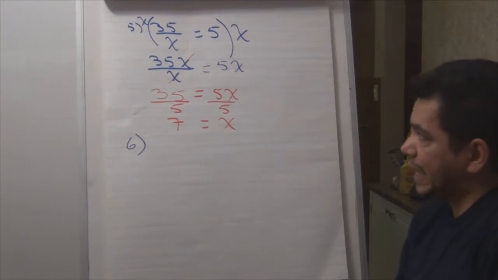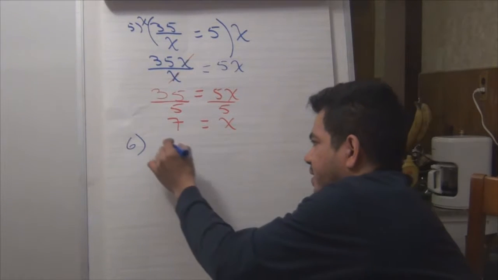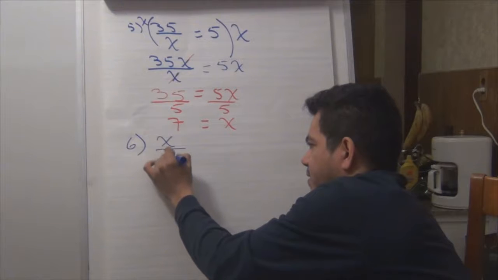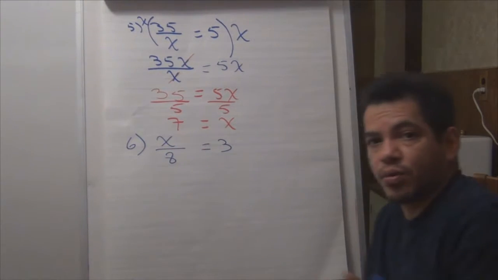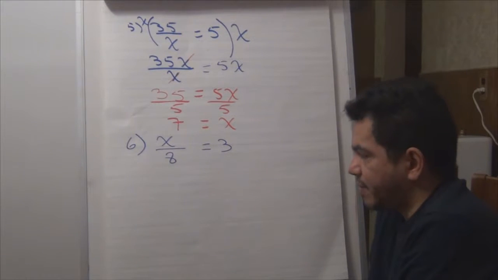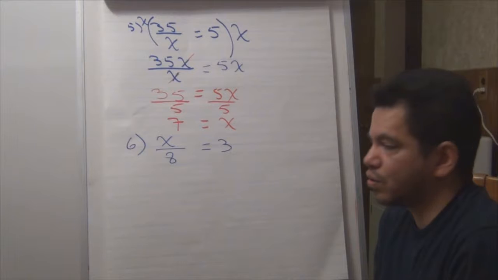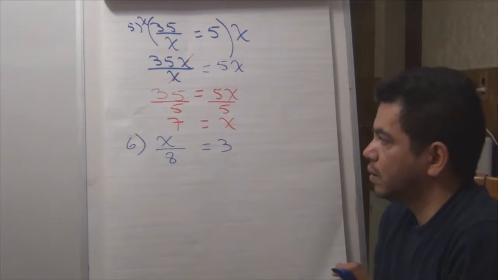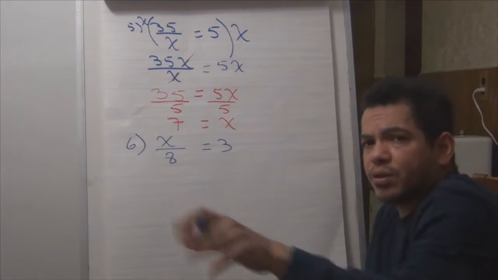Alright, number 6. X divided by 8 equals 3. How am I going to solve this? This time I am not going to do what you think. Or no, actually, I'm going to do what you think.